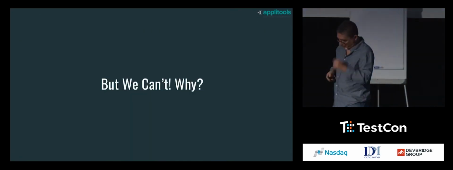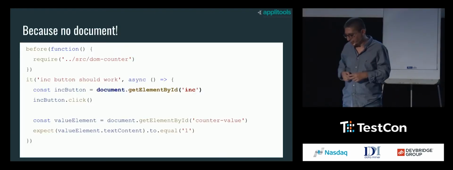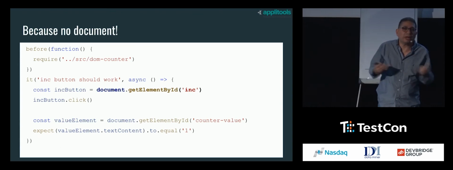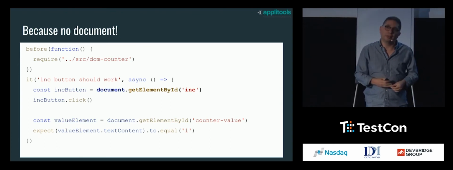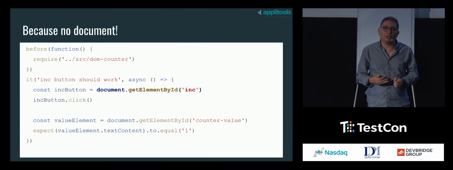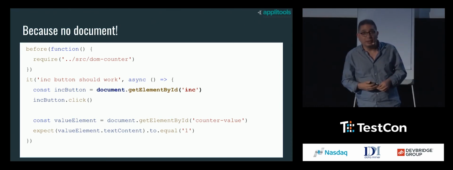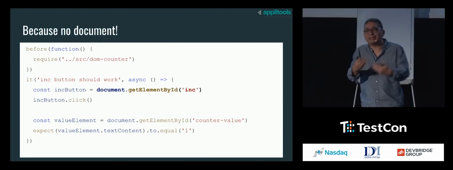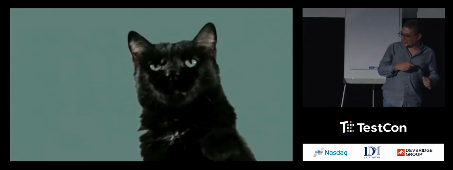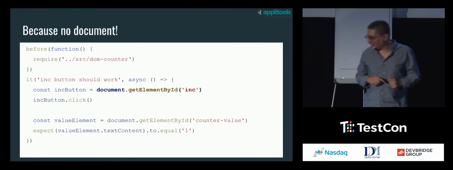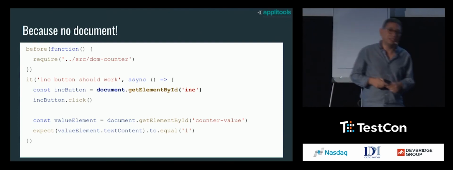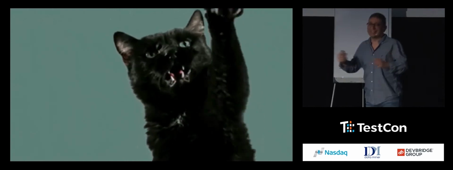But we can't. Why can't we? Very easy. There's no document in Node. Node is not a browser. Node is a server platform. Node is just a regular programming language. There's no document, there's no window, there's no navigator. So if you require that code and that code accesses document, oops, sorry. It requires document, it won't work. It will say undefined and all that JavaScript stuff.